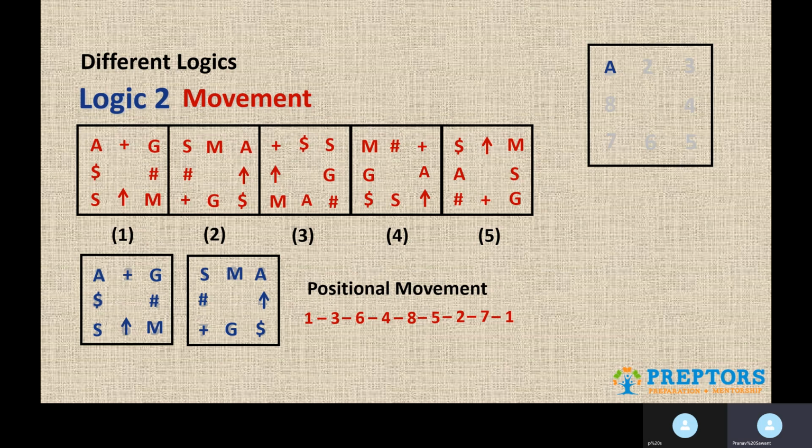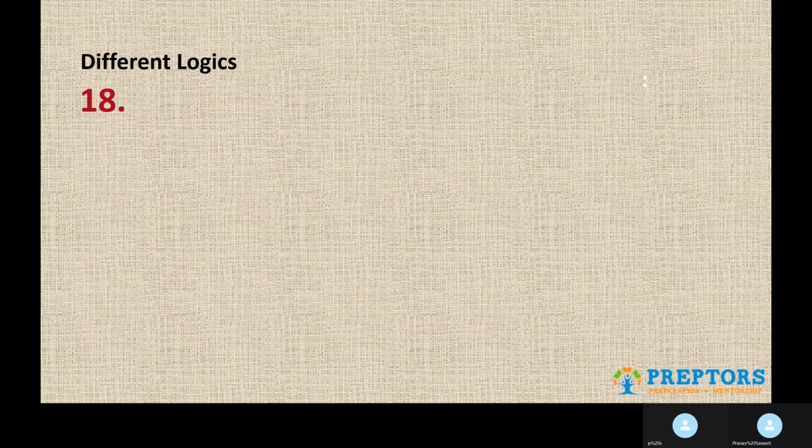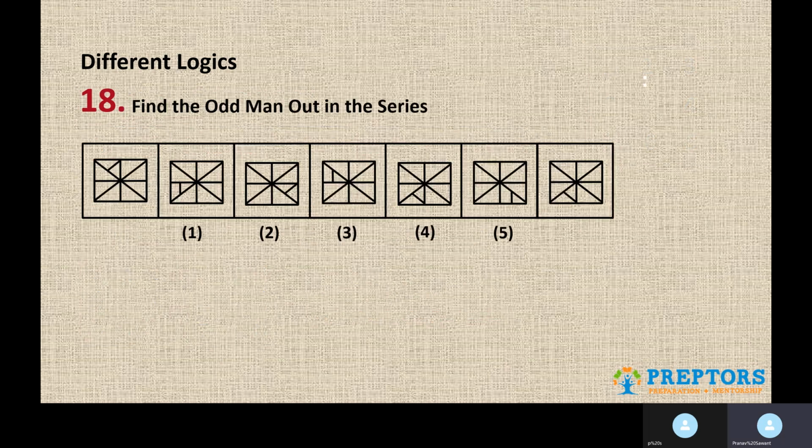So this is the positional movement. This is how the positional movement works. Let's try to solve some questions now. Find the odd man out in the series.